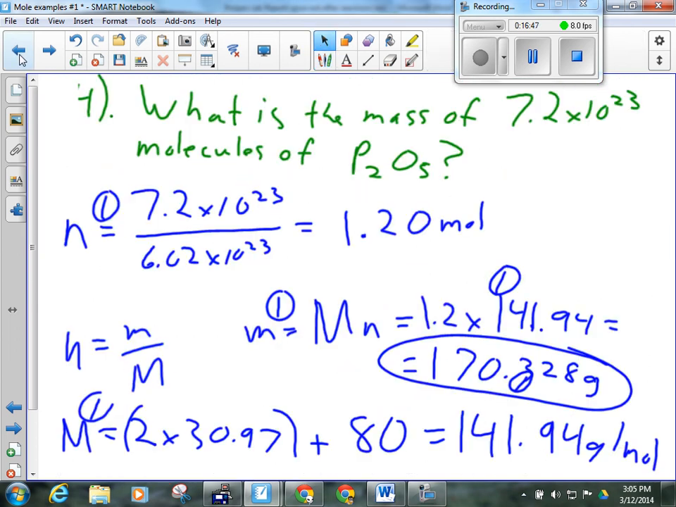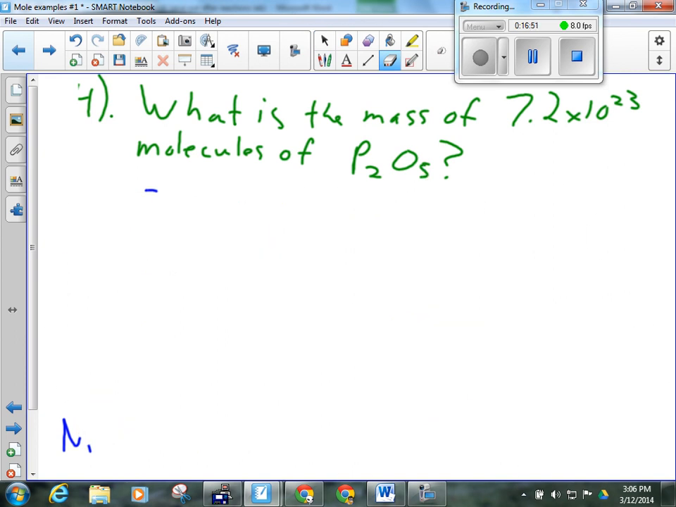All right, 4th question. It's asking me, what's the mass of 7.2 times 10 to the 23 molecules of diphosphorus pentaoxide? So in this question, it gives me the number of particles. Okay, it gives me the number of molecules. So that's a little bit different than the last question where I was looking for it. So one of my givens is the number of molecules.